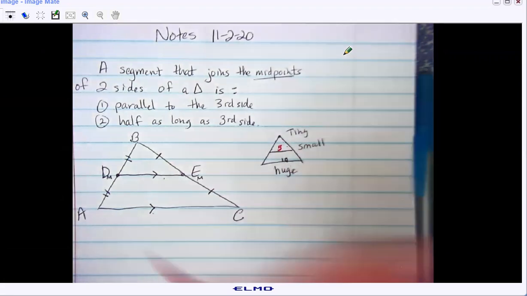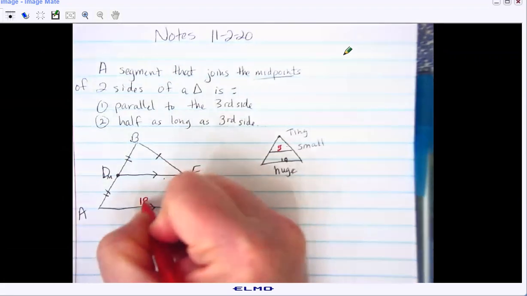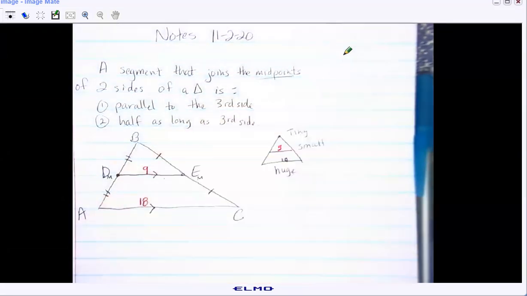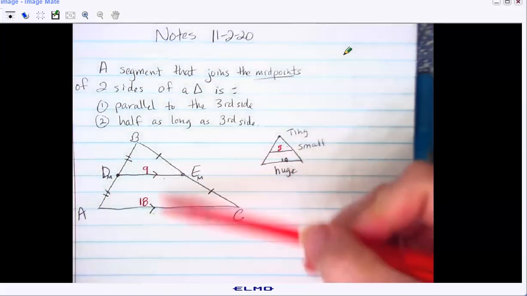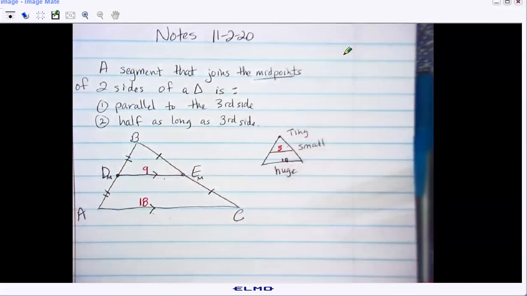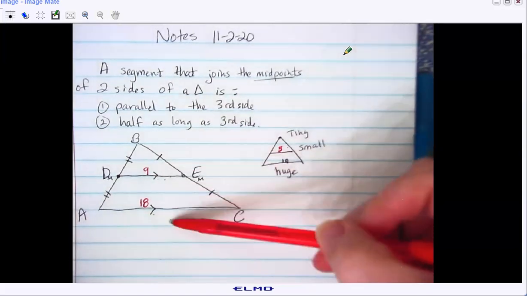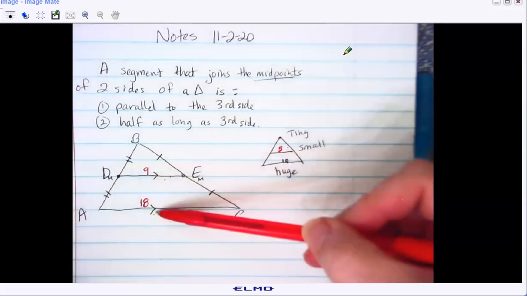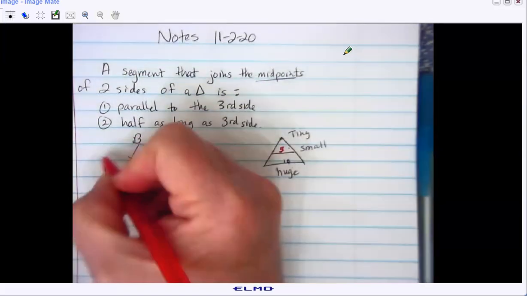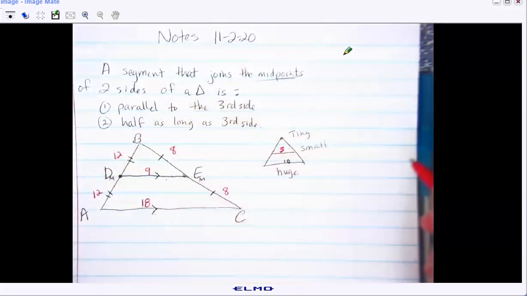So if I tell you that this bottom is 18, what would DE be? 9. Okay, so this would be 9. And if I told you that this was 18, that would be 36, and so on. So they have this half double relationship going on. You know, this is half of the bottom, or it takes 2 of these to make that. And so these are equal. You know that those parts are equal, and then these parts would be equal.